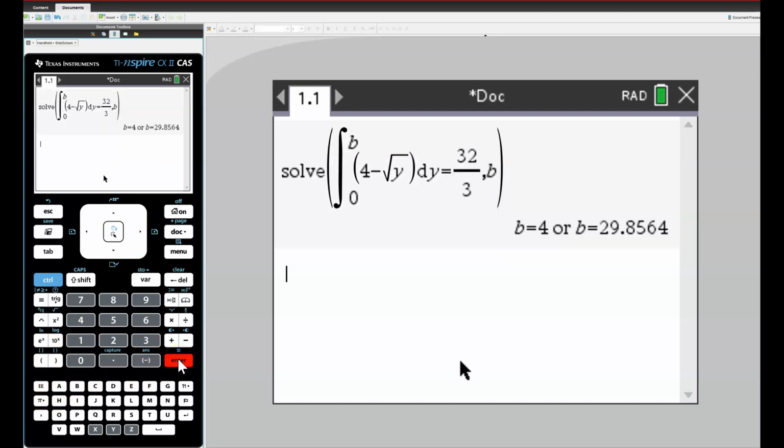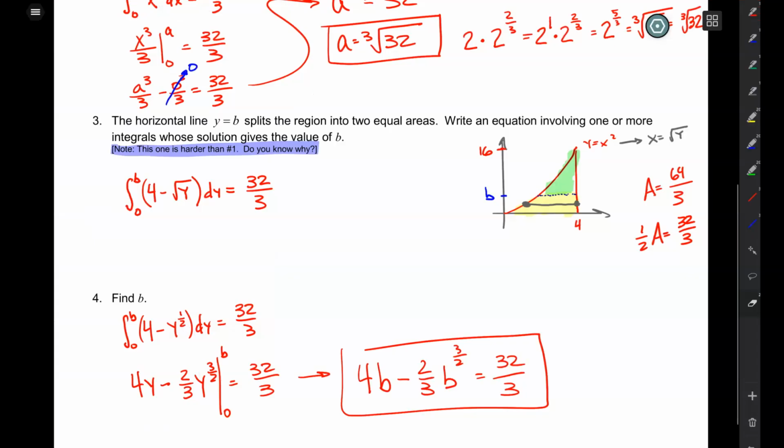Okay, so let's see, we got two answers here. One of them kind of makes sense. The b equals 4 makes sense to me, but that b equals 29.8564 makes no sense. So let's take a look at what's going on there. I'm going to jump back over here, and we got two answers. We got one answer of b equals 4, which seems to be correct. I know that b's got to be somewhere on this interval here between 0 and 16, so we're going to go with b equals 4.